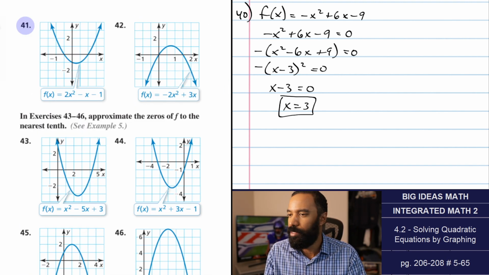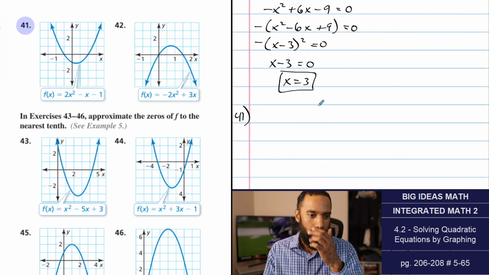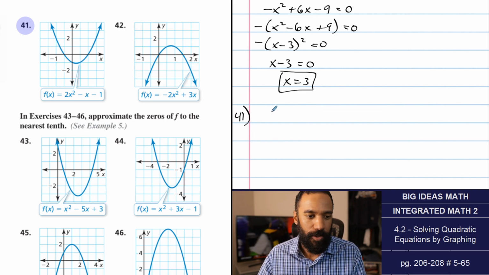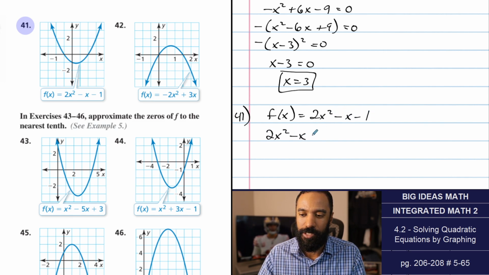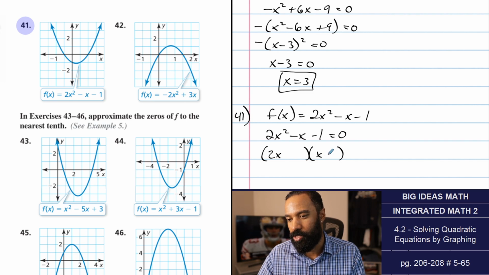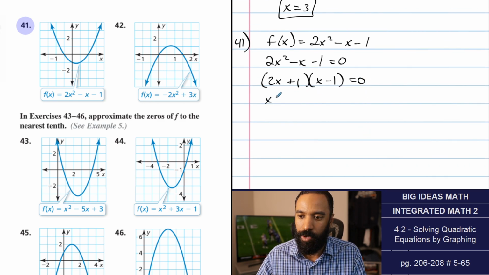Number 41. Oh good, I get to play some factoring of old school variety. F of x equals 2x squared minus x minus 1. Set that equal to 0. And we're going to factor this way. 2x, I could do plus, let's see, minus 1 and plus 1 here. Negative 2 plus 1 is negative 1. So when we solve this, we get x equals negative 1/2 and x equals 1.